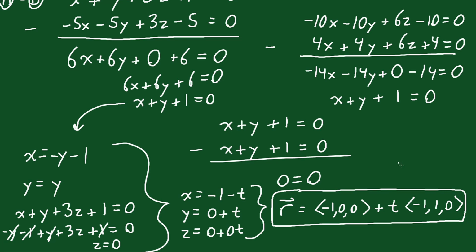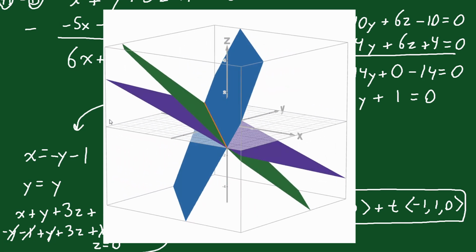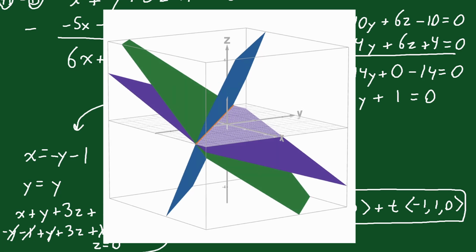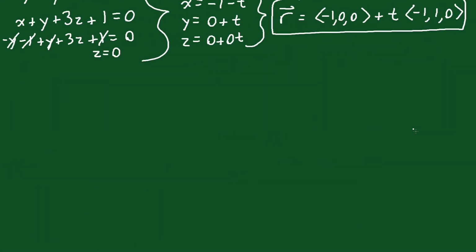And if you want to take a look at what that looks like, you can look at this diagram here. I've actually plotted all three of these planes, and you can see the orange line there. That is the line that we just found the equation for. That's where all three of these planes intersect one another. Okay, let's do another example.